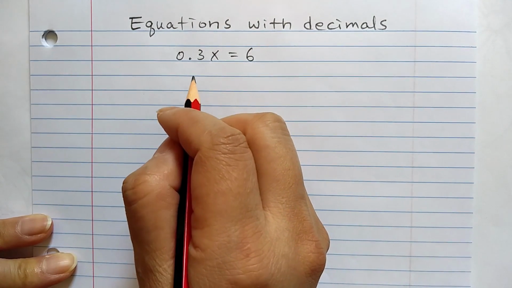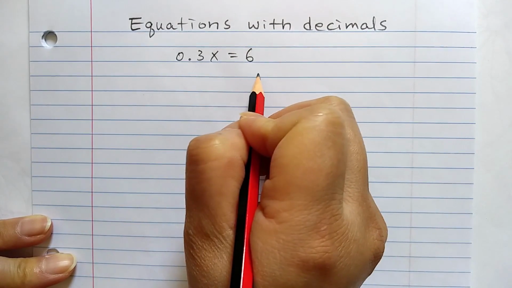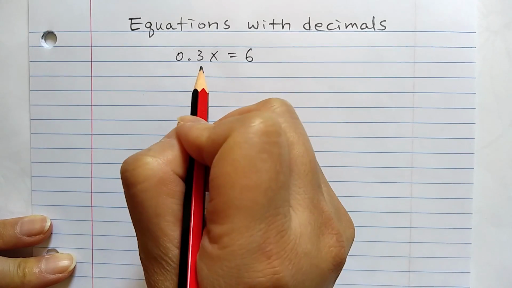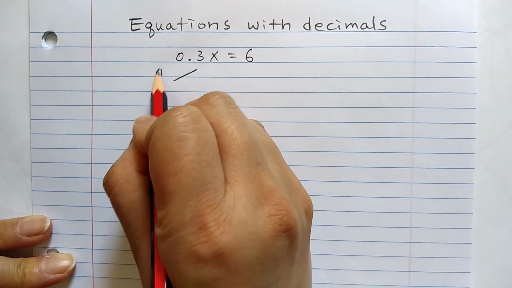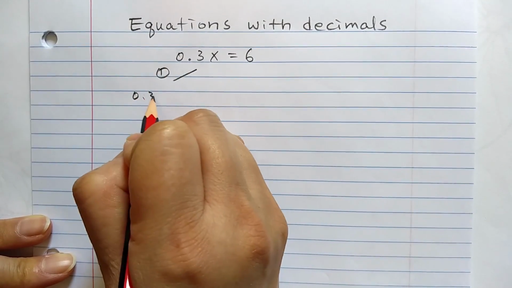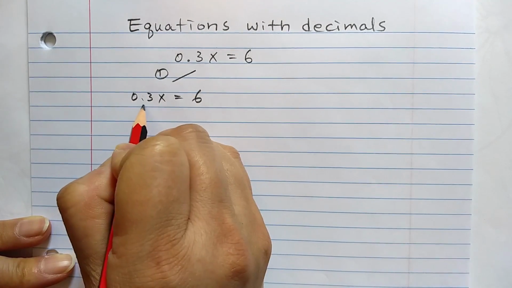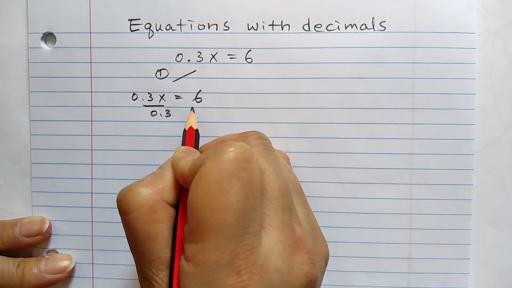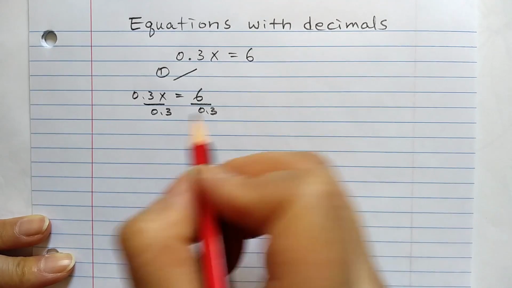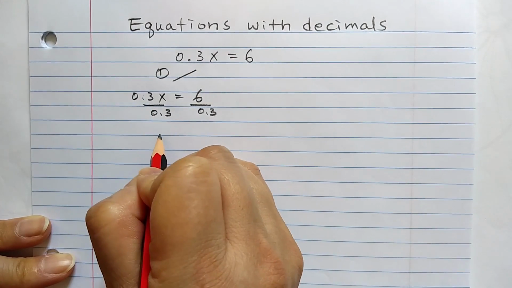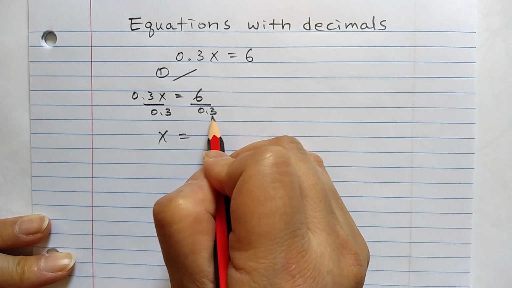Let's talk about how to solve equations with decimals. For example, 0.3x is equal to 6. In this case, there are two ways to go about solving this. Number one is we will divide both sides by 0.3. So we'll divide by 0.3 and 6 over 0.3. Then these will reduce to 1. We'll have x equals 6 over 0.3.